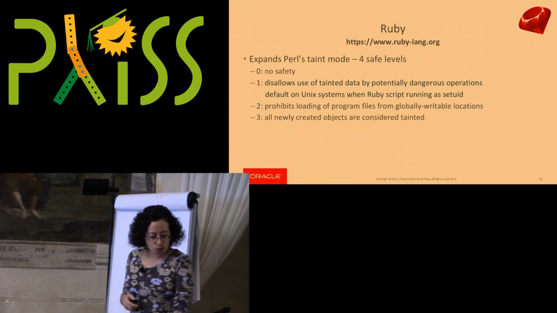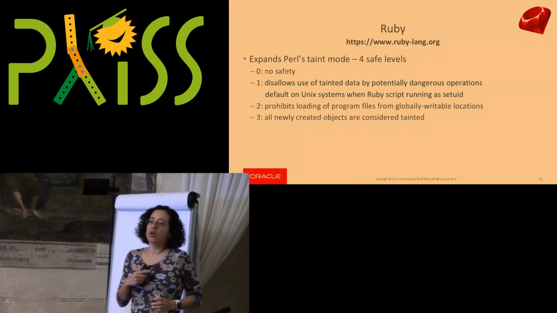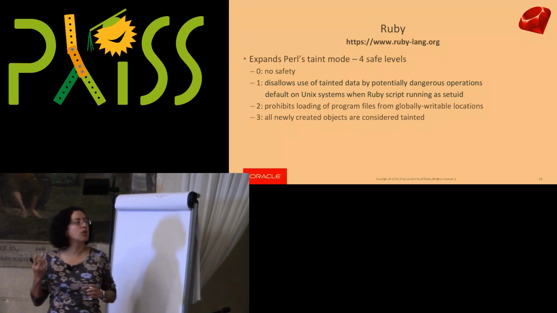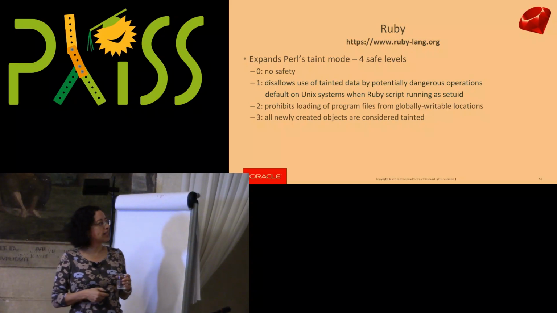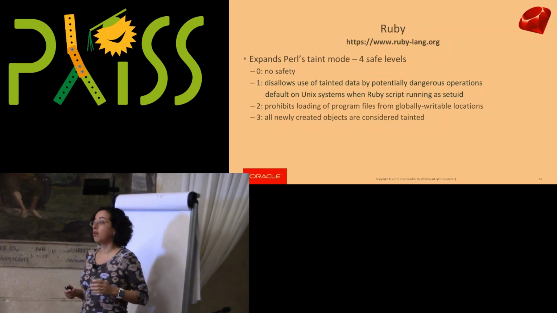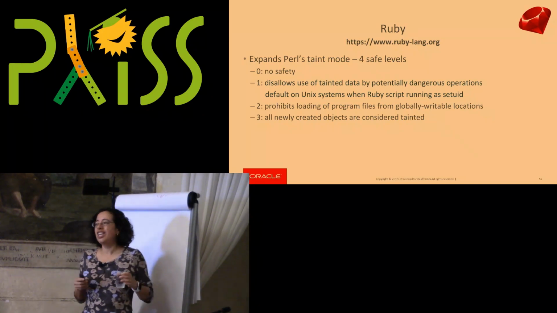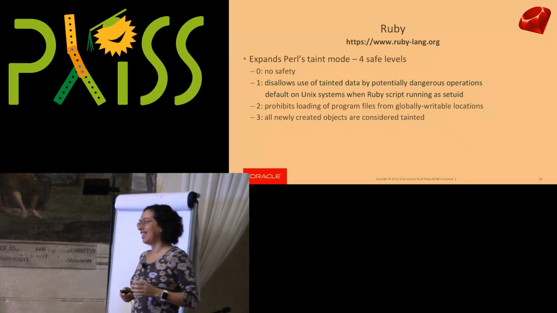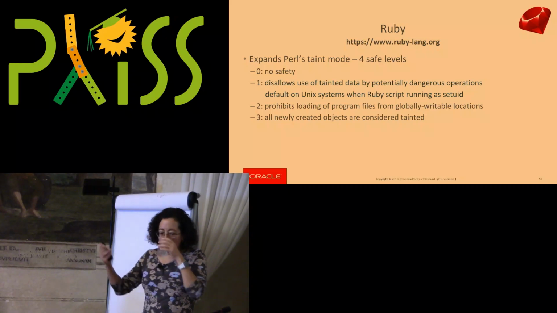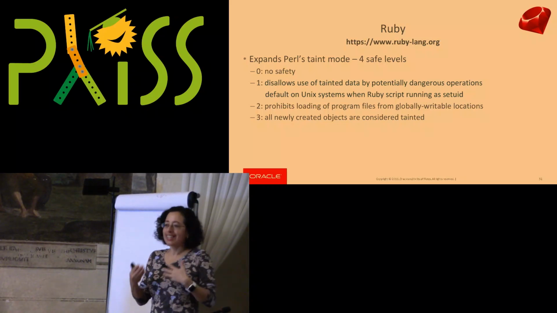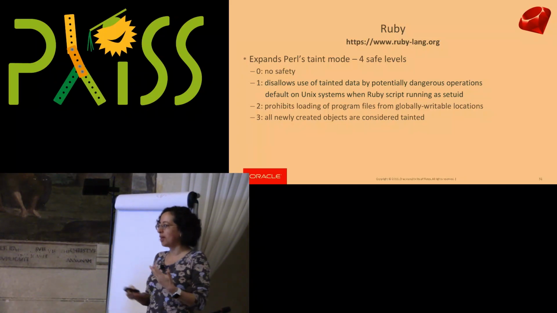Now, a few years later, the Ruby language actually took on this concept and extended it. So rather than only having the two levels that Perl has, 0 and 1, they extended it to level 2, which prohibits loading any program files from globally writable locations. And even further, level 3, whereby any newly created object is considered tainted. And as you can imagine, level 3 makes it a little bit hard to start reasoning about what your program's doing because it's much harder to do it at this level, right?